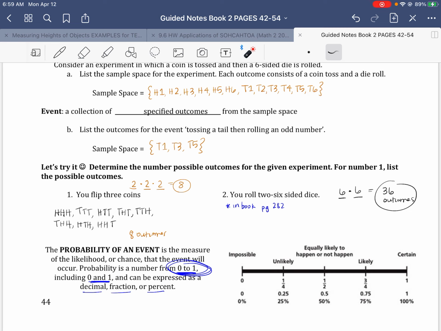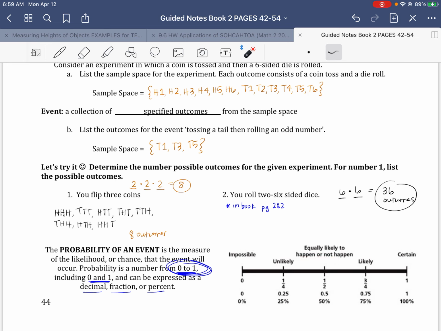Anything bigger than that, there's a little bit of a chance that it could occur. If we're at 1/4 of a chance, or we could write it as 0.25, or in other words, 25% chance, it's unlikely, but there's still a chance. If we're at 50%, or in other words, 1/2, we can write it as a decimal, 0.5, or as a percentage, 50% chance. It's equally likely. So it could happen or not happen.